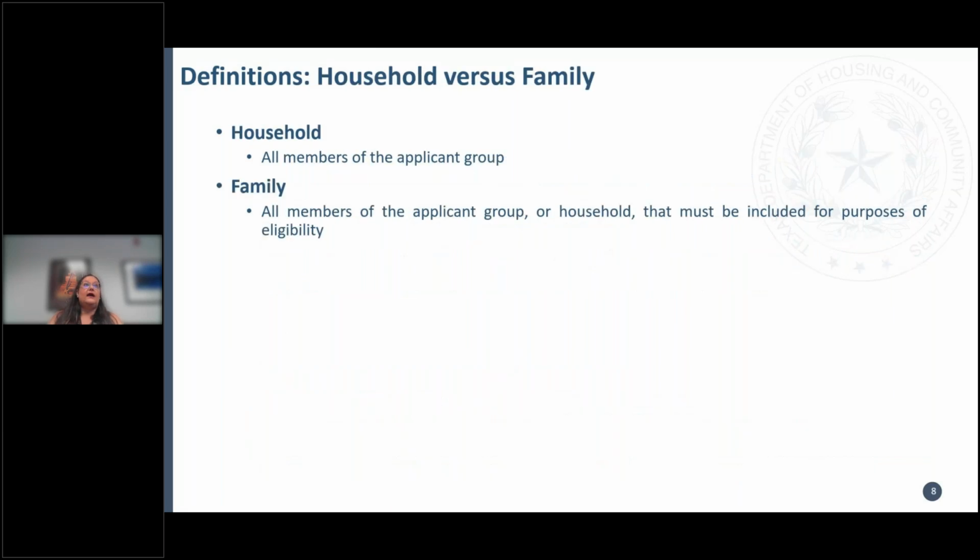So the household is all members of the applicant group. Anybody that would live in the unit or in the home is going to be considered a household. The family members are the persons that are going to be screened for eligibility purposes and whose income and assets are going to be included for eligibility purposes.